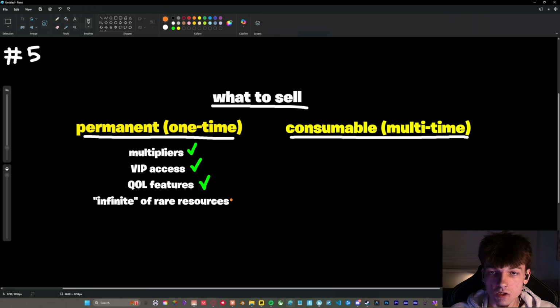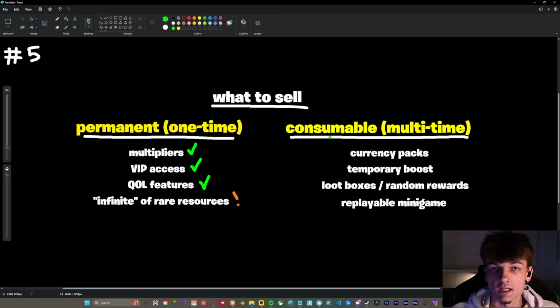An honorable mention here as well is the infinite resource. What I mean by that is, if you have a particularly rare kind of currency or resource inside of your island, you can sell an infinite version of that, like a one-time infinite gold or infinite gems, really whatever would be an infinite thing that's just one time, and they get it permanently. They just have an infinite amount of money.